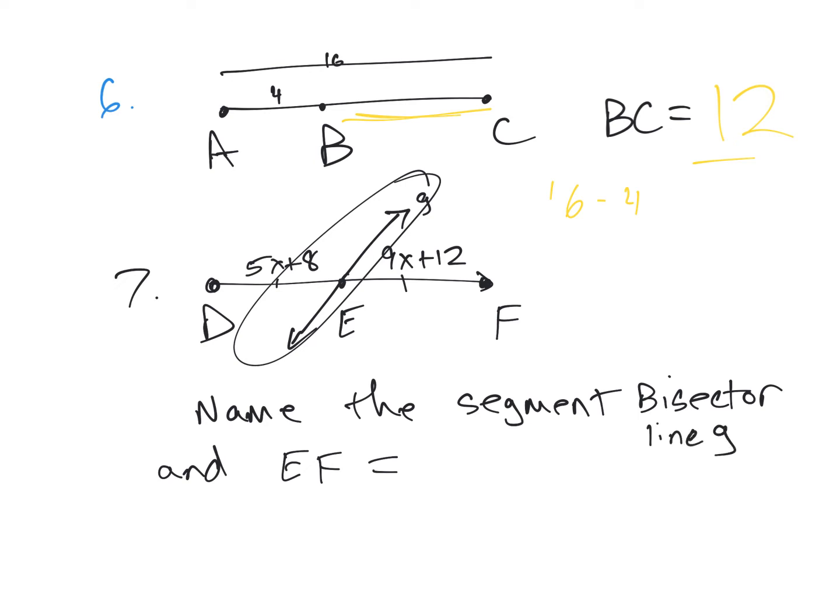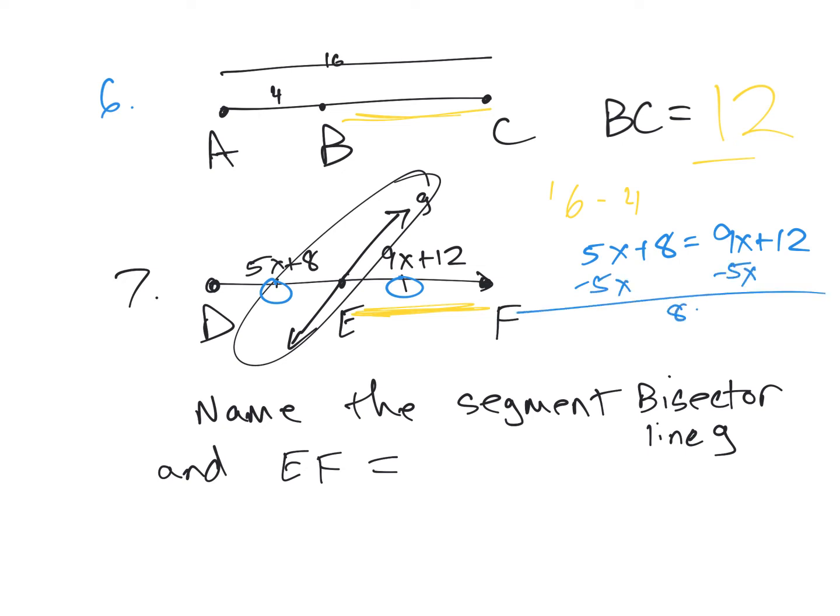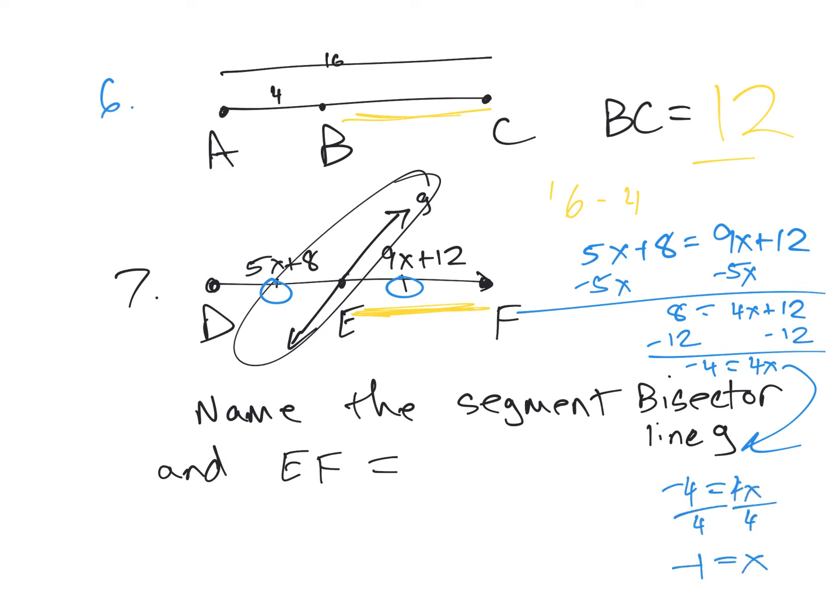All right, now to find EF, we just want this section right here. We've got to know what x is. I think most of you were doing this right. 5x plus 8, you set it equal to 9x plus 12. That's what these two little hash marks mean. They're equal to each other. So I'm going to go to the right here with my x's. 4x plus 12. Subtract the 12. Negative 4 equals 4x. And if I divide off the 4, x is negative 1.